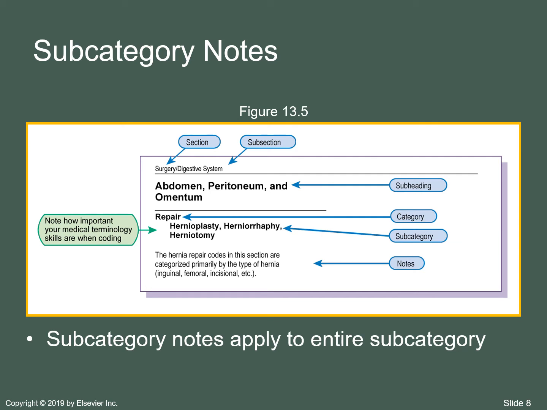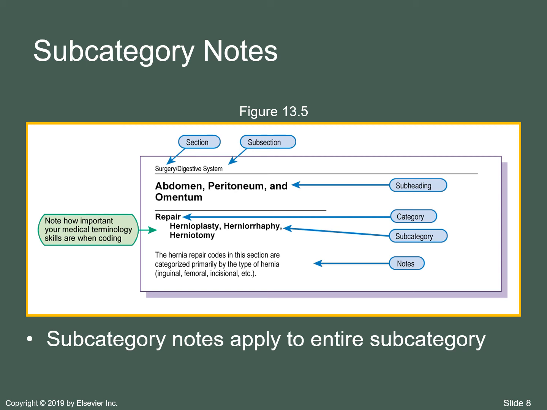Let's talk a little bit now about the subcategory note. In figure 13.5, the subcategory note applies to the entire subcategory. Now, you need to know the structure of the CPT surgical section. Everyone has a system to follow, and you have to follow the structure. If you look at figure 13.5, it gives the section, and then the subsection, the subheading, the category, the subcategory, and then the note.